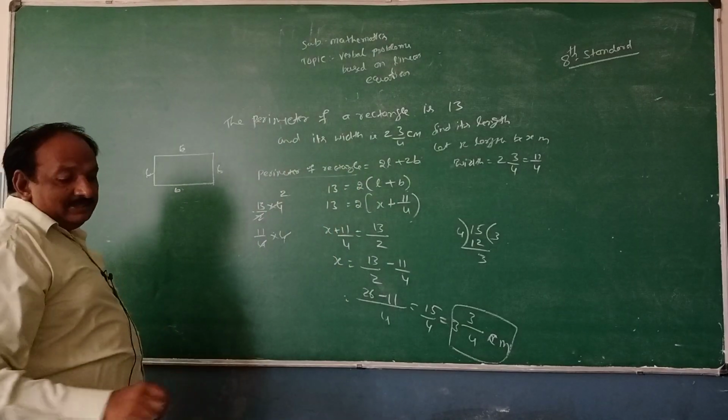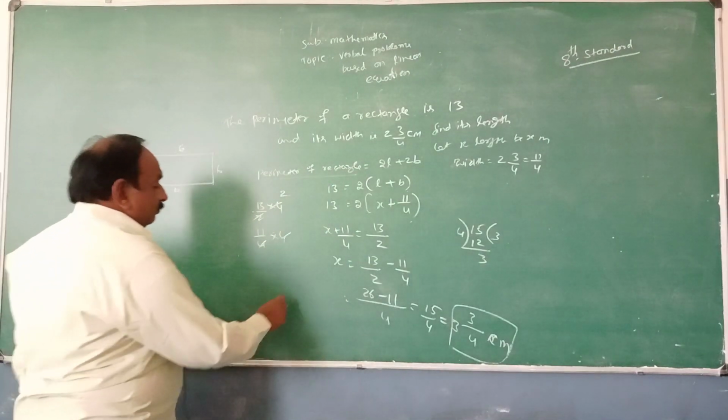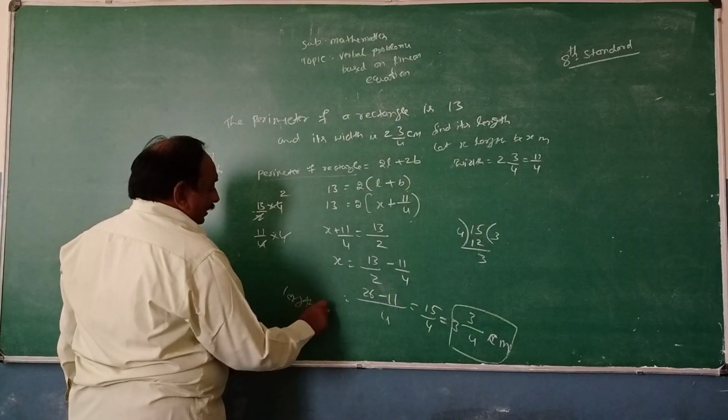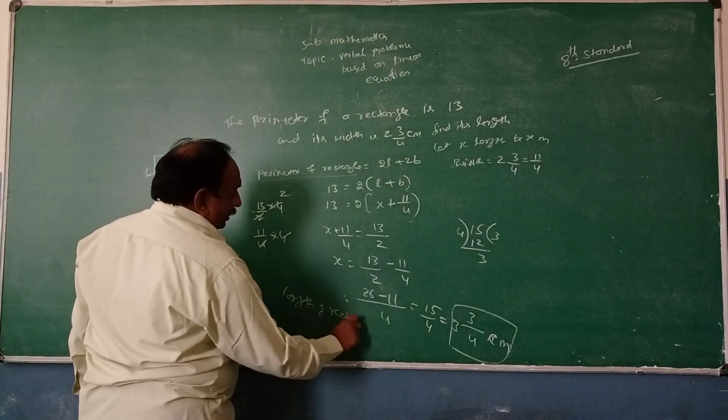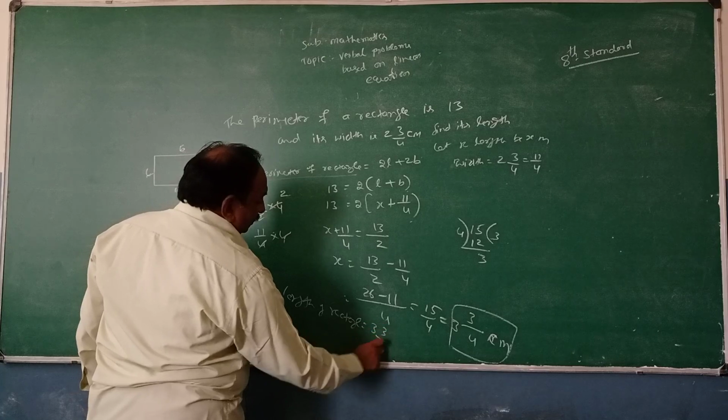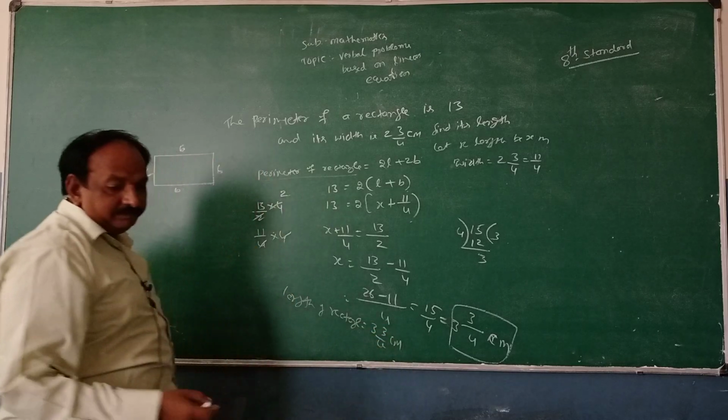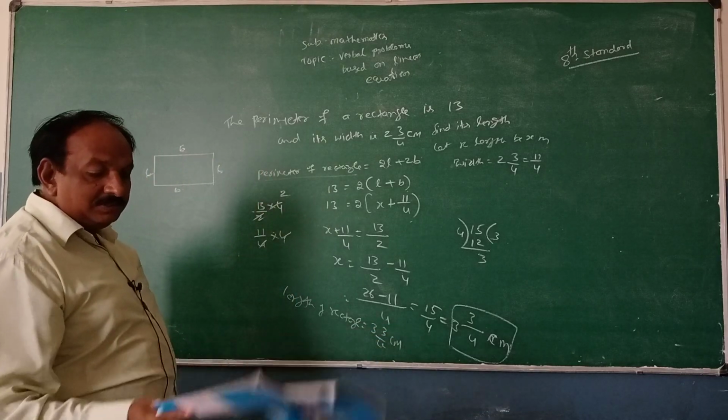So lastly, the length of the rectangle is, you must write the answer, length of the rectangle is equal to 3 3 by 4 centimeter. I will pass on to the next problem.